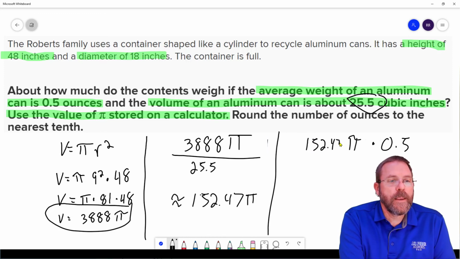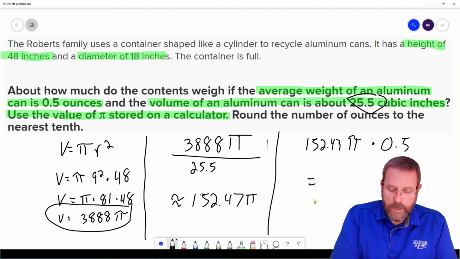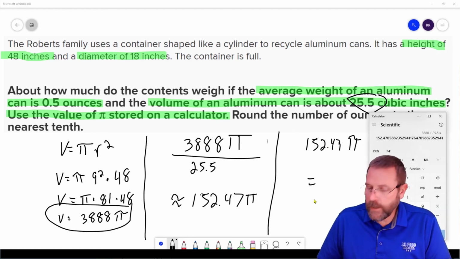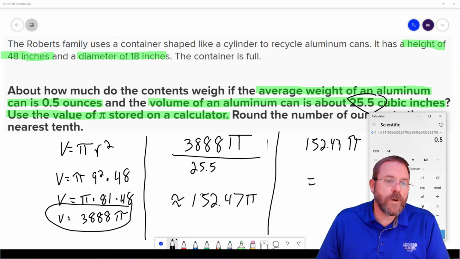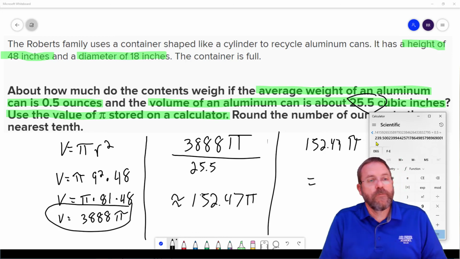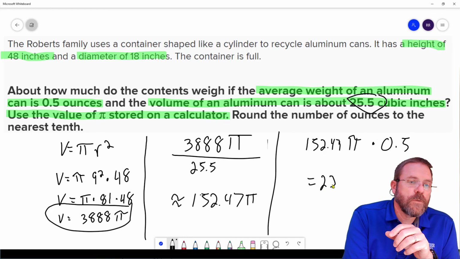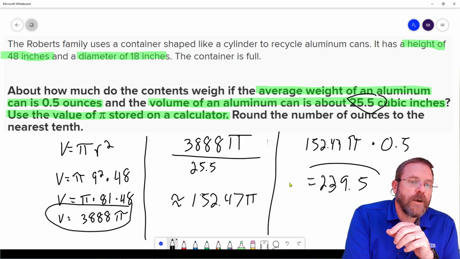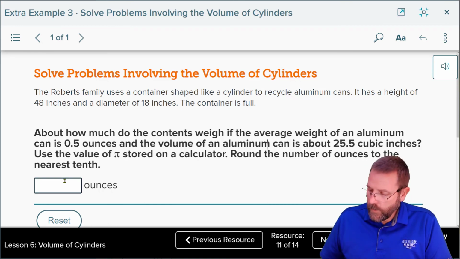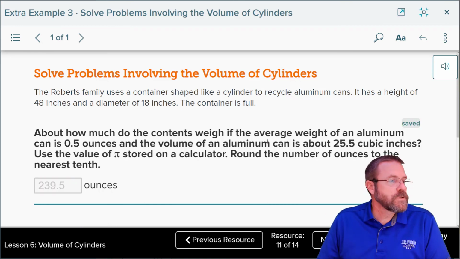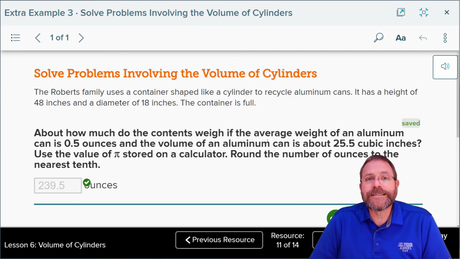So I have 152.47 pi times the 0.5, and that's going to equal... now I'm going to go back to where I have that answer. I'm going to finally multiply it times pi, and then multiply that times the 0.5, and when I do, I'm going to get, rounded to the nearest tenth, 239.5. Let's plug it in, 239.5 rounded to the nearest tenth. Check it one more time. Yep. Now let's see if that actually is going to work for our calculator or our textbook here. 239.5. Check the answer. What do you know? They did it exactly like I did.